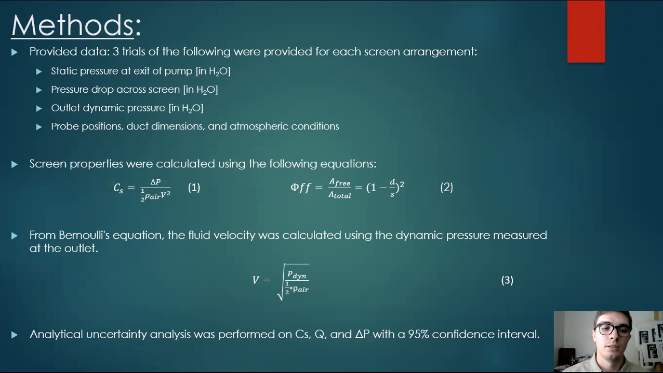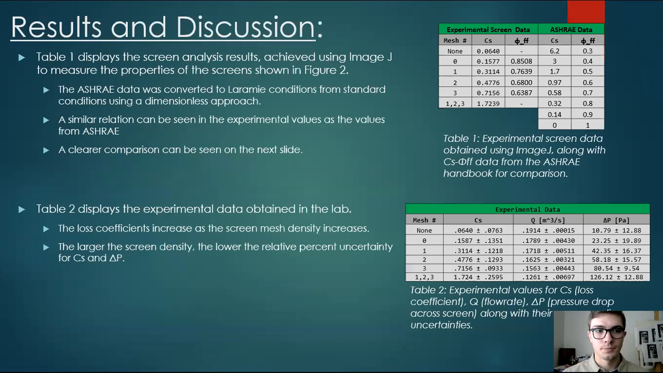At the end, analytical uncertainty analysis was performed on the loss coefficient, the flow rate, and the change in pressure over the screen using a 95% confidence interval.